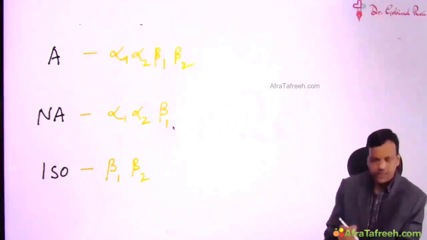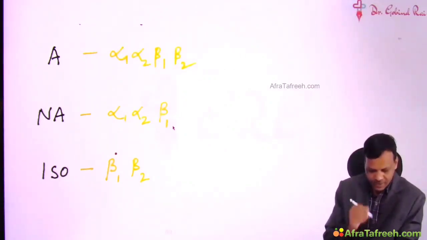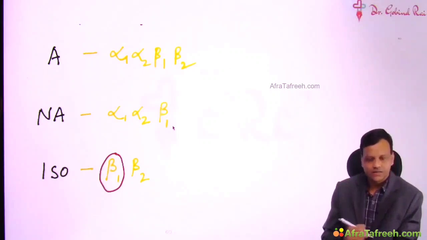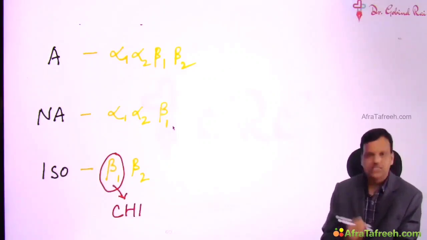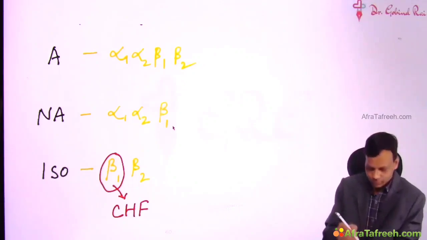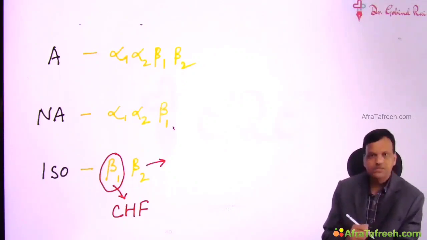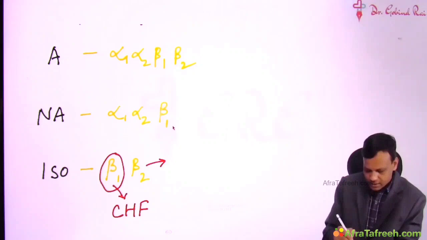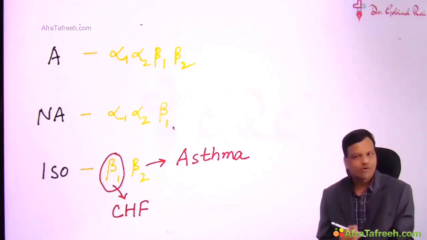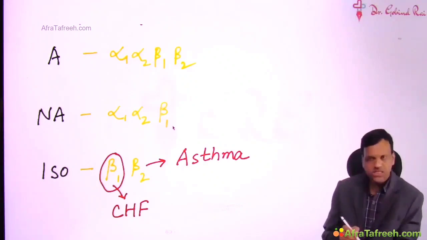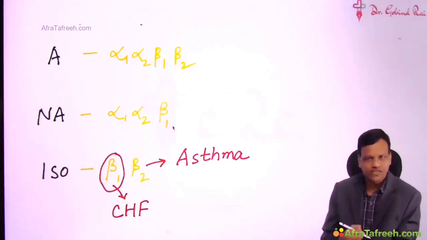So starting from isoprenaline, it stimulates the beta-1 receptors which are present in the heart. So isoprenaline is used to stimulate the heart for congestive heart failure. It stimulates the beta-2 receptors, so we can utilize this in bronchial asthma. Beta-2 causes bronchodilation, and in asthma we want to cause bronchodilation. So we can use it in CHF, and in some patients of asthma.